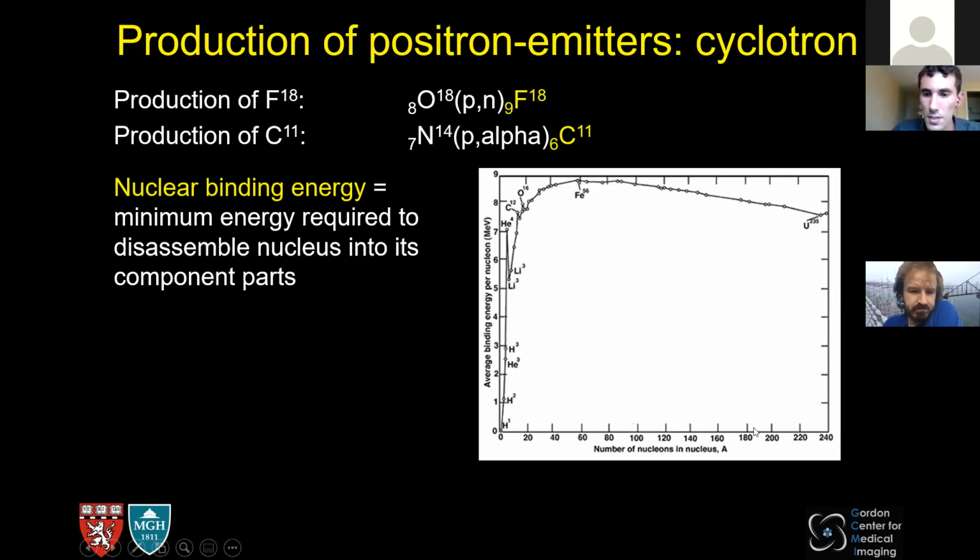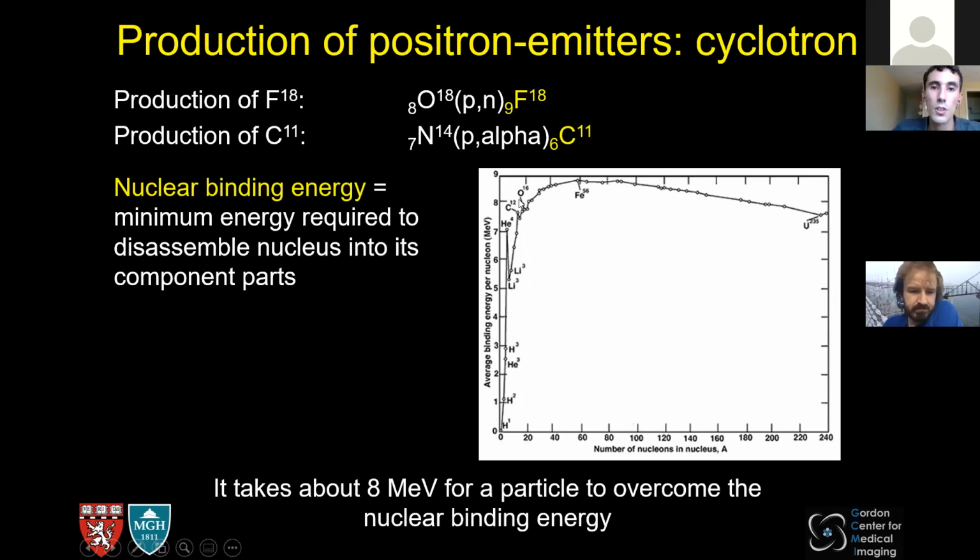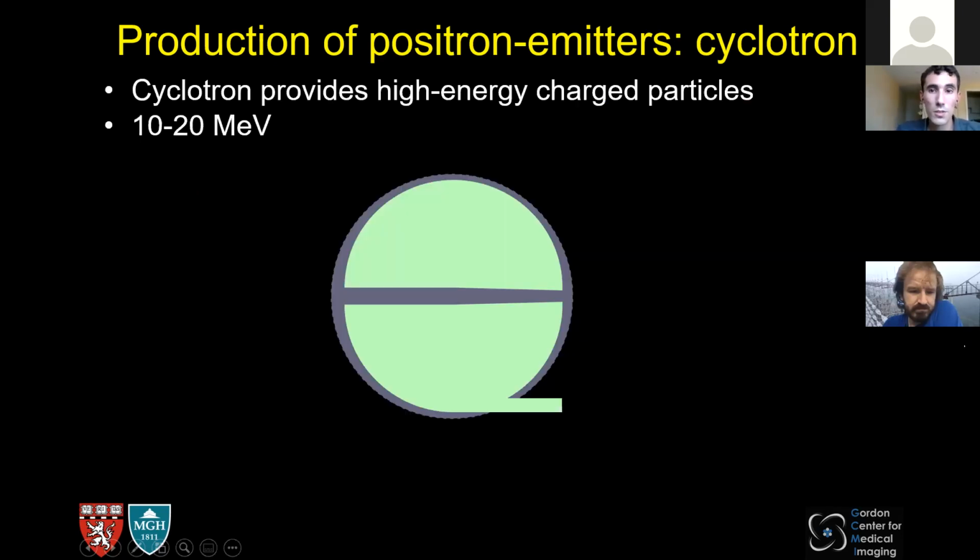And so this is a graph showing the binding energy for different atoms as a function of the number of nucleons in the nucleus. You can see that for oxygen, for instance, you need at least 8 mega electron volts to overcome the nuclear binding energy. So in order for this reaction to happen, you need at least 8 mega electron volts. So how is the cyclotron doing this?